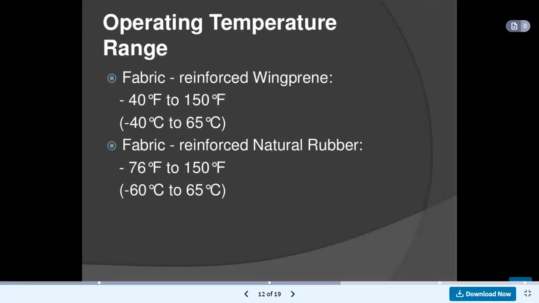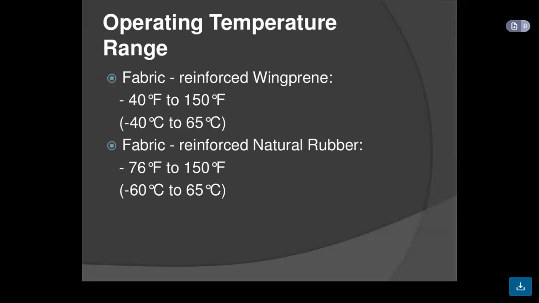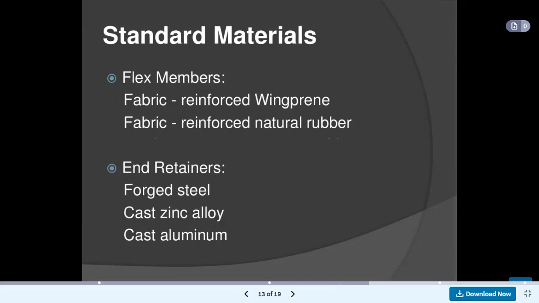If we see the operating temperature, then the operating temperature range is, if we take fabric reinforced wing pin, then minus 40 degree Fahrenheit to 150 degree Fahrenheit is the operating temperature. So minus 40 degree Celsius to 65 degree Celsius is the value. If we take fabric reinforced natural rubber, then minus 76 degree Fahrenheit to 150 degree Fahrenheit is the values. So it is minus 60 degrees Celsius to 65 degrees Celsius.